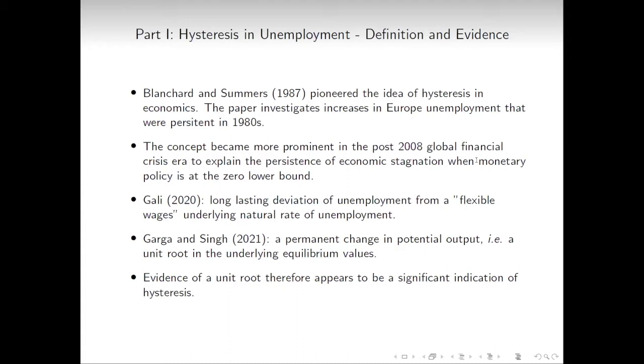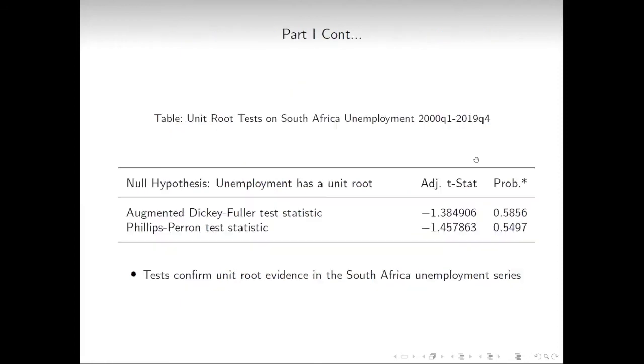Now, when you look at these papers, basically what comes out is the idea that there should be a unit root in the data series, right? And that is easy to prove, and basically the easiest part of the paper, by just running the Dickey-Fuller test or the Phillips-Perron, basically a standard unit root test. And we can find that in the unemployment series, there is unit root evidence in the data.